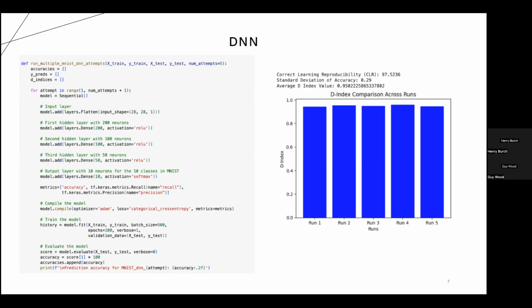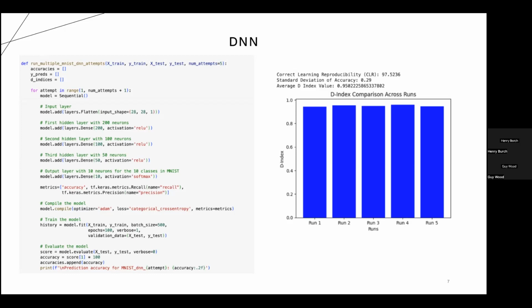And our number of attempts equals 5. That just means that we're going to be running through this model 5 times, each time with 100 epochs. So you can see with this model that we're first going to flatten the data. And then next we have our first hidden layer with 200 neurons, then a layer with 100 neurons, 50 neurons, and then finally 10 neurons. And that's because there are 10 classes in the MNIST dataset.